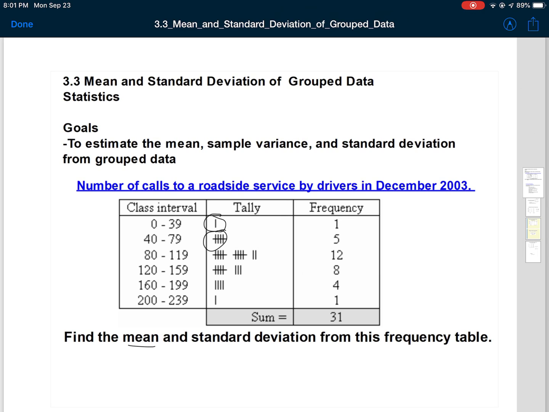If I wanted to find the mean and standard deviation for this frequency table, where I run into an issue is I don't know out of these 5 how many of these were, say, 40s, 41s, 42s, 43s, and so on. I kind of lose the data and all that information when it's put into a histogram like that. So there is a way to do it.